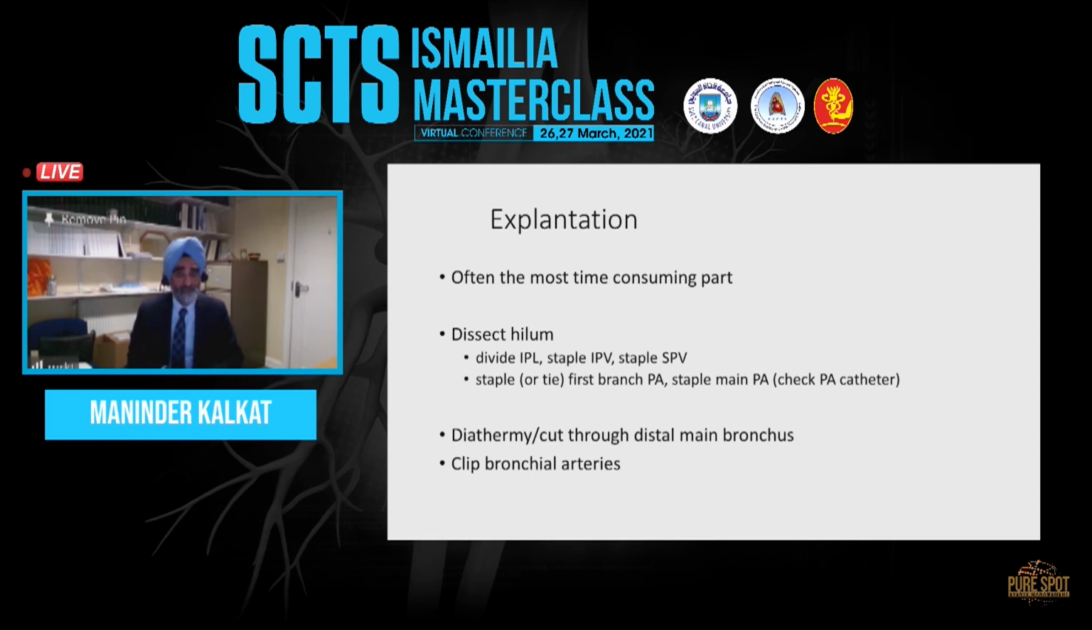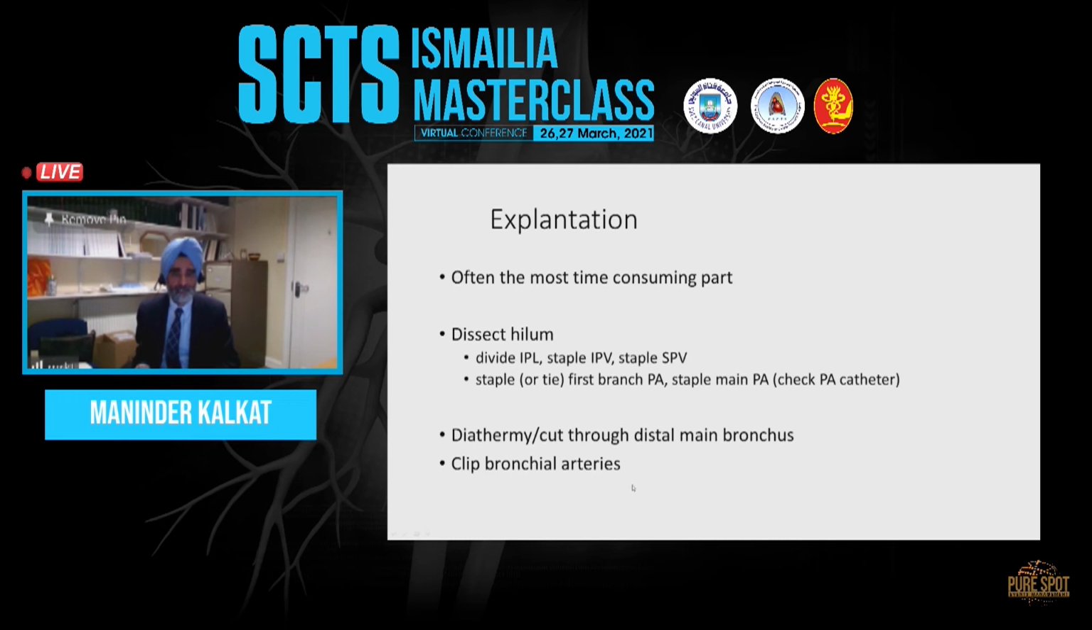The process is quite straightforward, and universally people carry out the division of the main pulmonary artery, followed by the inferior pulmonary vein and superior pulmonary vein. To have adequate length of the pulmonary artery, just tie the first branch, and then you can divide it further distal to it. And make sure that when you are firing a staple, the pulmonary artery catheter has been pulled back.